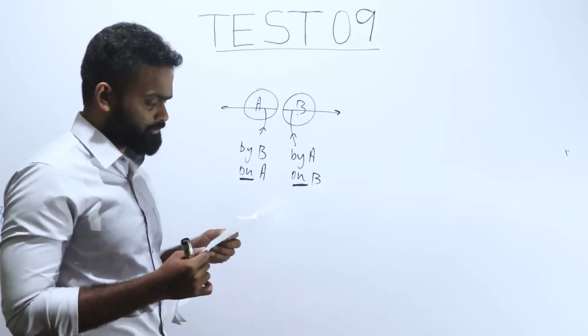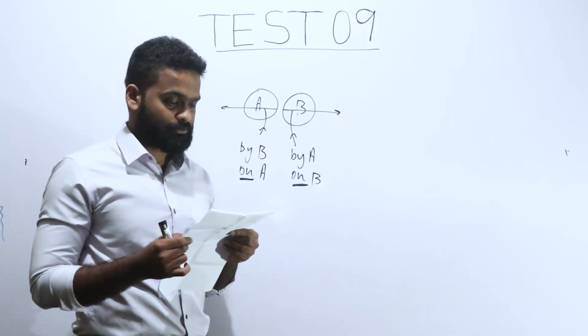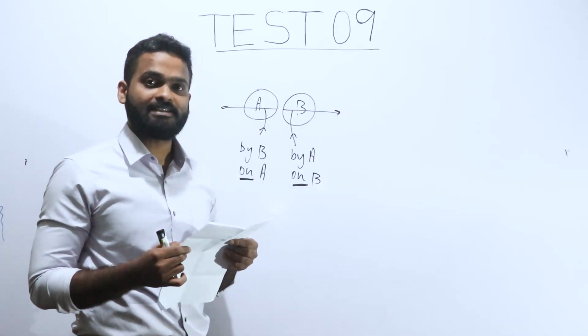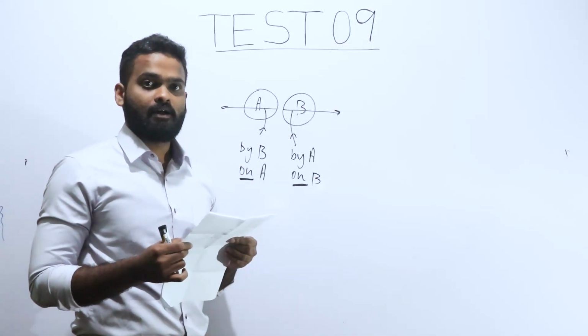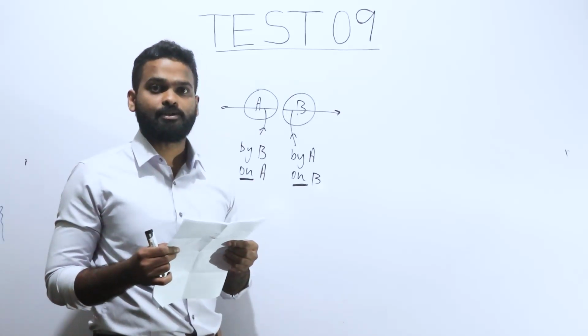So the answer for that should be they are equal in magnitude. So only B is wrong there. They act on the same object. They are not acting on the same object. So only A and C are true. So the answer should be the third one for the first question.